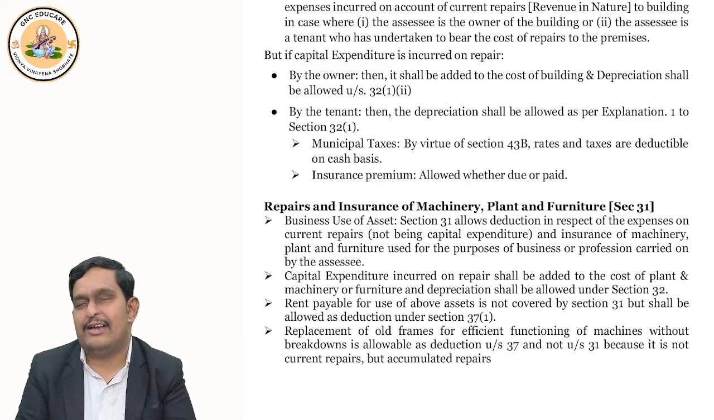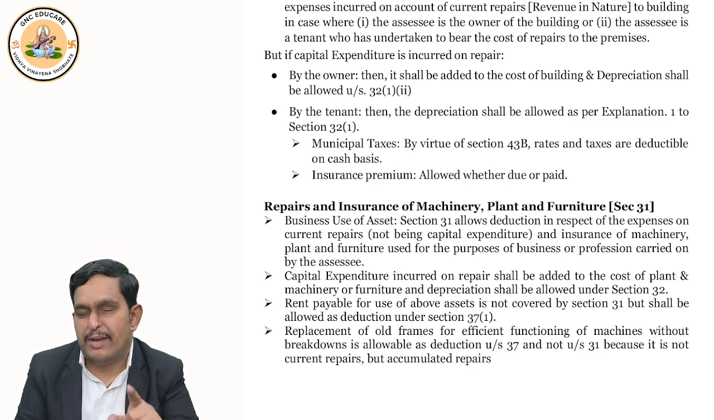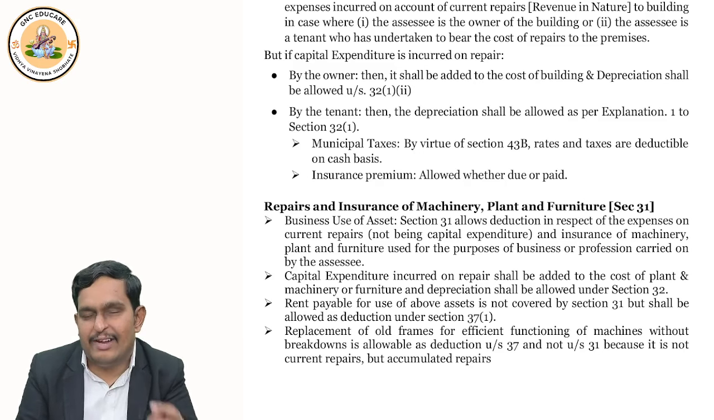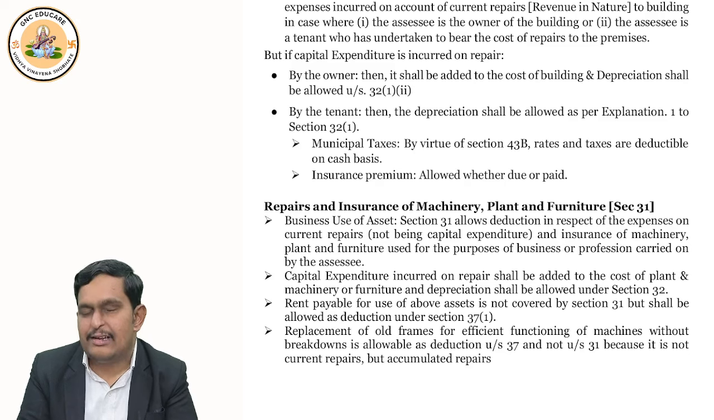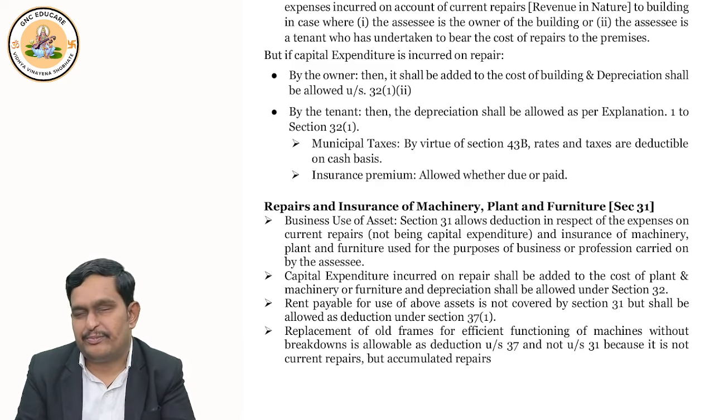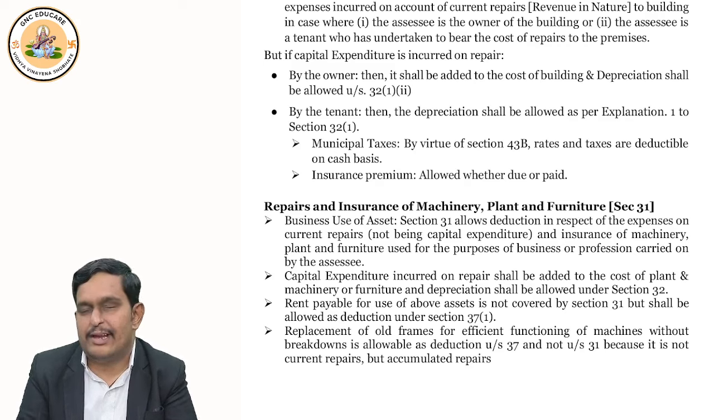Right? Let's understand that we spoke about repairs and insurance of plant and machinery and furniture under section 31. So revenue repairs, current repairs allowed as deduction under section 31. Capital repairs not allowed, but they can be added to the cost of asset. And what we can do? We can actually claim depreciation under section 32. Rent of plant and machinery or furniture is deductible under section 37, not here. Rates and taxes can be deducted under section 37, not here.